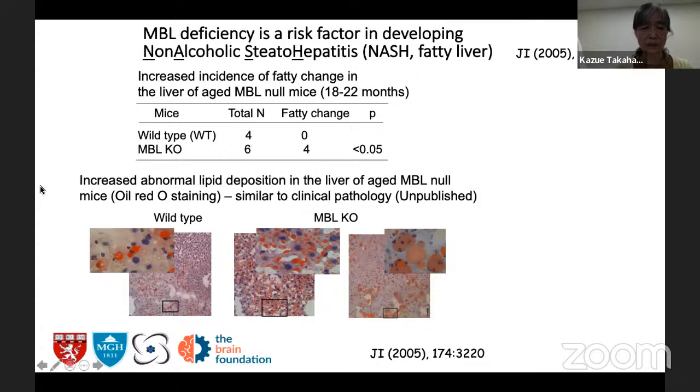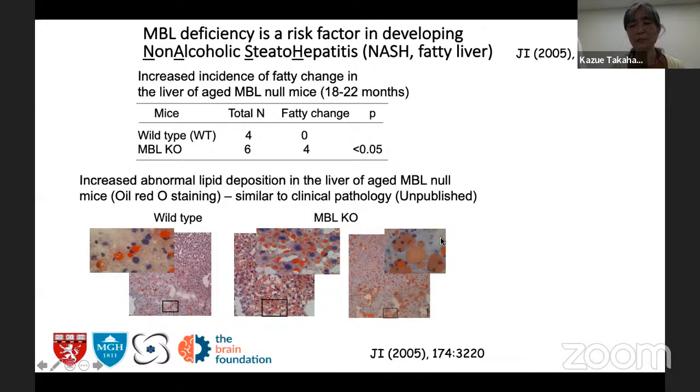So this is wild type at 20 months old. You can see here and there this orange color that means lipid droplets. In contrast, we saw two types of lipid deposit: small deposits all over, or a huge lipid deposit. Oil Red O staining.